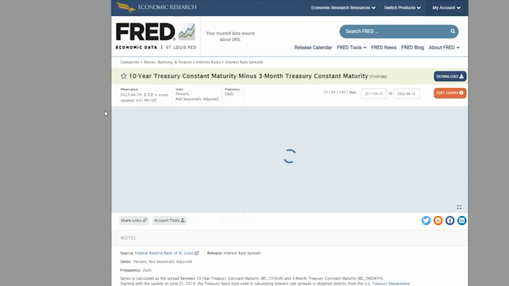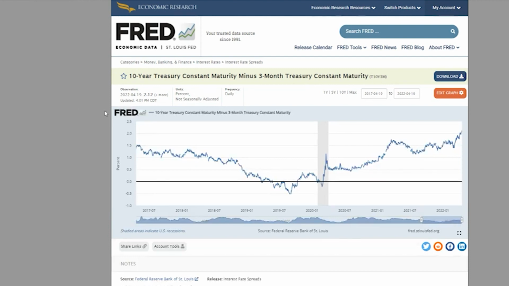Choose that one, and you'll see your first glimpse of the yield curve as the Federal Reserve likes to think about it. It's a 5-year period showing the difference between 90-day Treasury bills and US 10-year bonds.